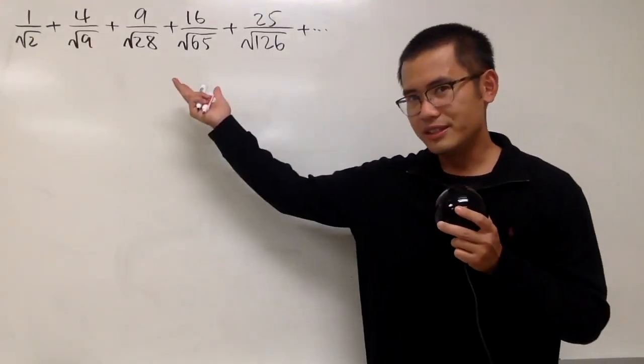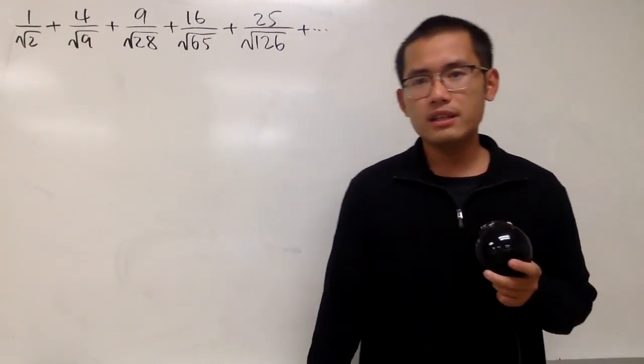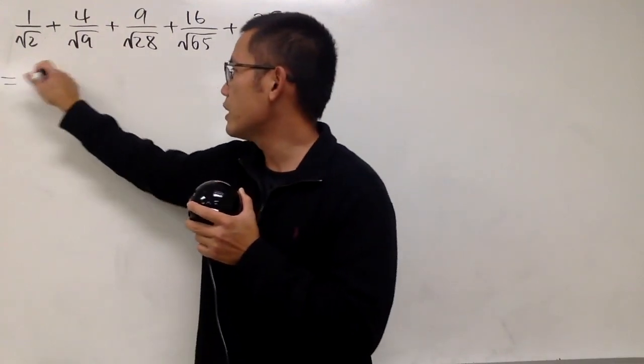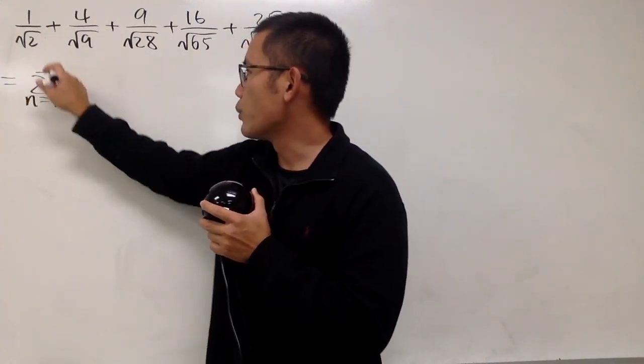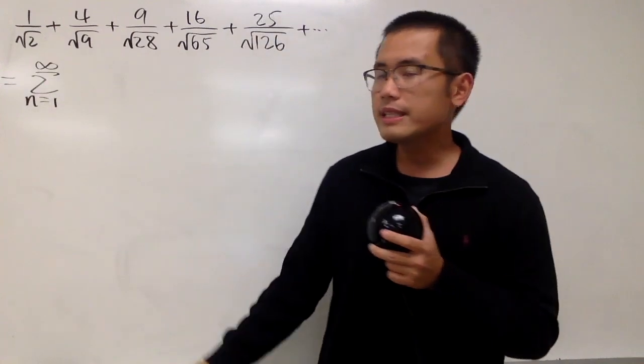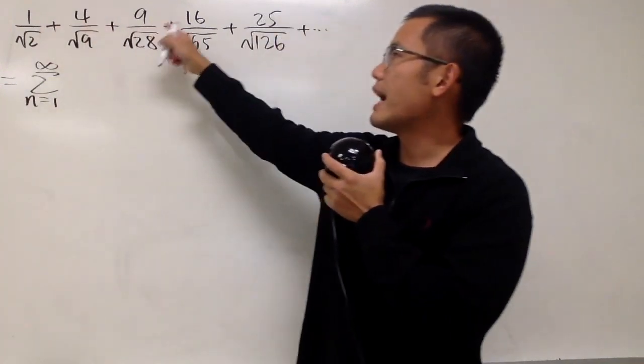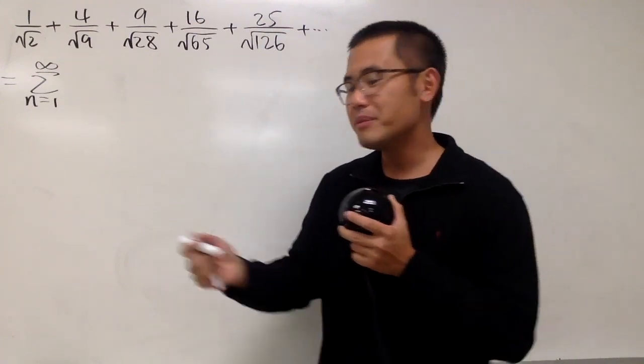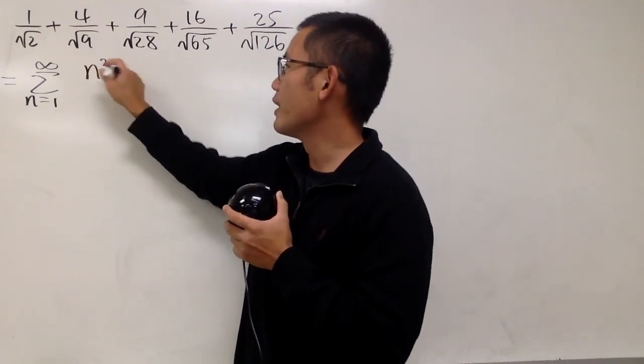Okay, we're going to see if this series converges or not, and of course it's a good idea to put this into the sigma notation first. And let's go ahead and do that. So here we go. The sum as n goes from 1 to infinity. Notice that on the top we have 1, 4, 9, 16, 25, 36, and so on, so on, so on. Namely the n squared. So that's it.